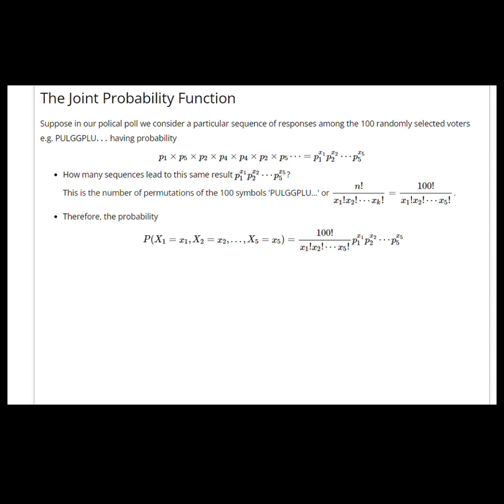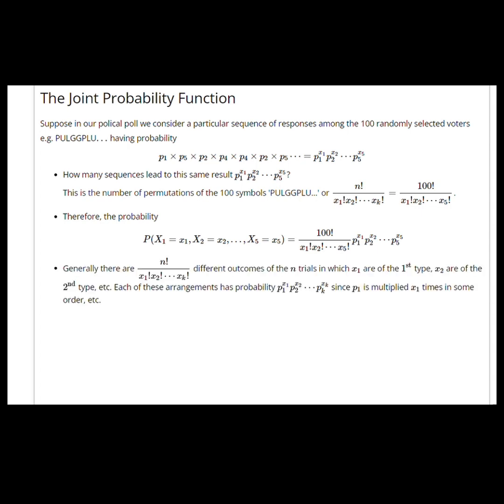In other words, the probability of those counts is the product of those two things: n factorial divided by x1 factorial times x2 factorial up to xk factorial, times p1 to the x1, p2 to the x2, up to pk to the xk. In general, there are this many different outcomes, n factorial over x1 factorial up to xk factorial, of the trials in which we have exactly the same counts, x1 of the first type, x2 of the second. And we've already established the probability of that.